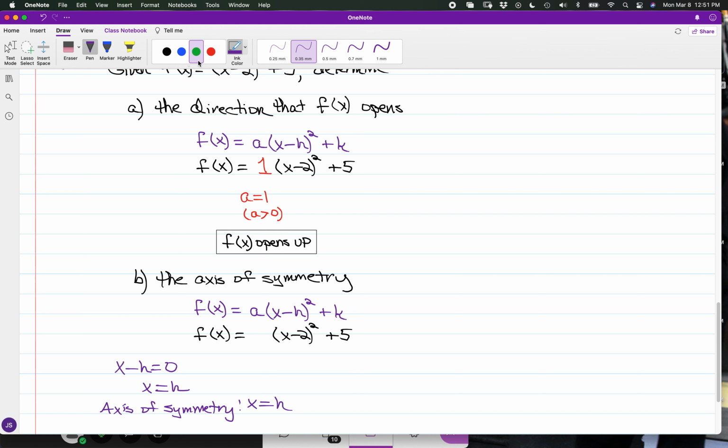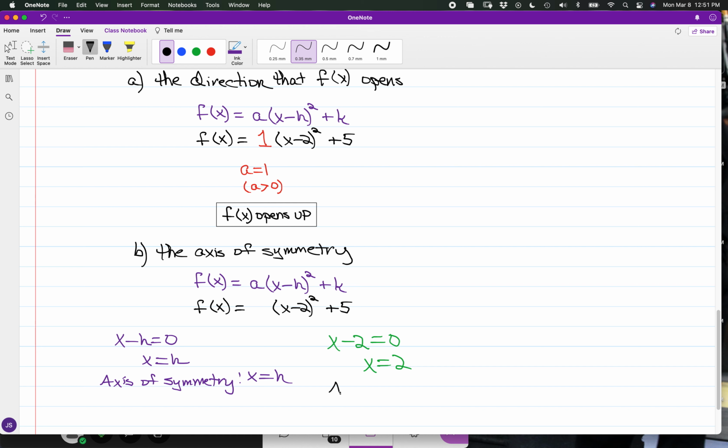Now we have x minus h represented by x minus 2. So for this particular function, setting it up, we have x minus 2 is equal to 0, and from which we have x is equal to 2. So for this function, the axis of symmetry is going to be at x is equal to 2.